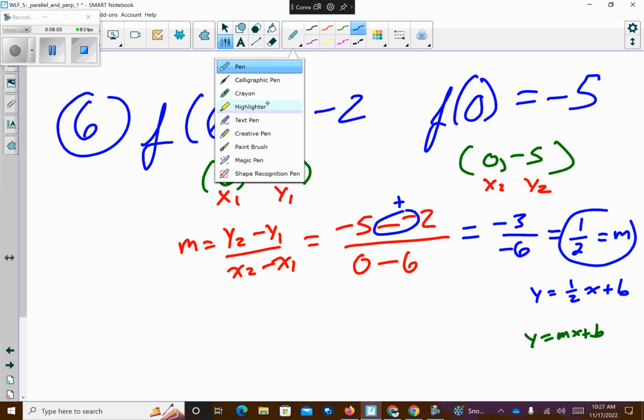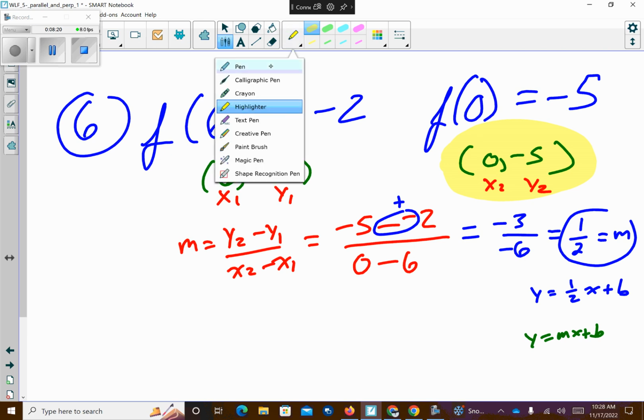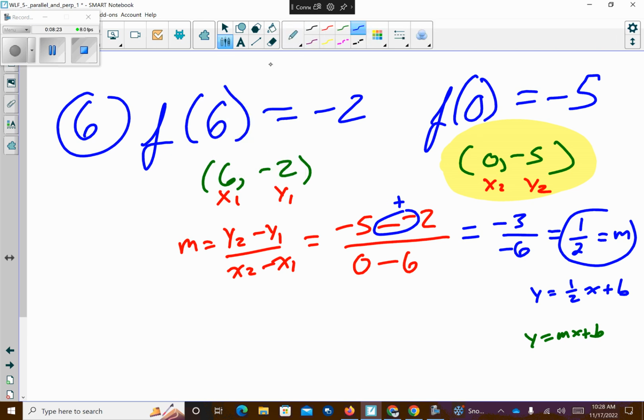I'm going to highlight something that I think is pretty important. Why does this particular point seem important? It is the y-intercept. How do you know it's the y-intercept? This 0 here is going to make this the y-intercept. So it's b. So what's b? -5. So what am I going to plug in right there? There you go, y equals 1/2 x minus 5.